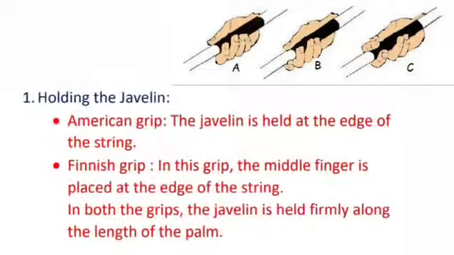Holding the javelin. American grip: the javelin is held at the edge of the string. Finnish grip: in this grip, the middle finger is placed at the edge of the string. In both the grips, the javelin is held firmly along the length of the palm.